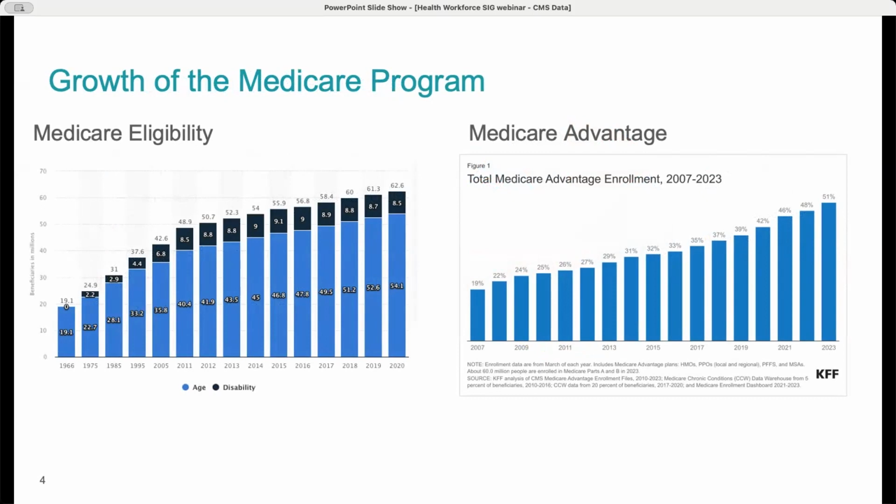On the left-hand side, you'll see the Medicare eligibility criteria, which in 2020 was at 62 million beneficiaries. And this is just a breakdown by age and disability. And on the right-hand side, you see the growth of the Medicare Advantage program, which has also steadily been increasing. In today's webinar, we won't be covering so much Medicare Advantage, but just for you to know that this is also a considerable size of the Medicare program.